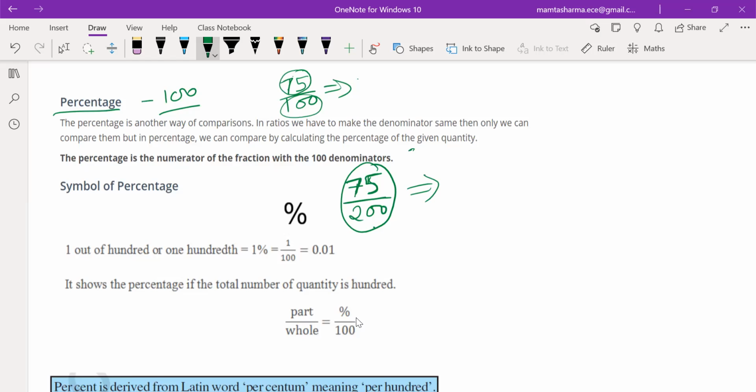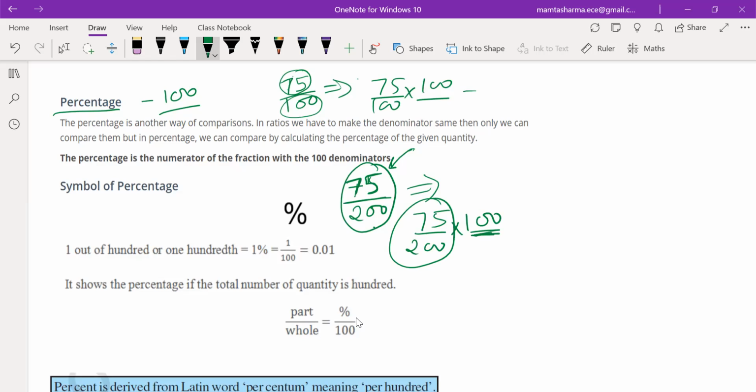Ritvik, don't be confused with 100 and 200. If I am saying convert this into percentage, simply you multiply that number with 100. Keep the same number and multiply with 100. Then do we cancel 75? Yes, we can cancel after for simplification. This 100 will get cancelled out and I will get 75%.